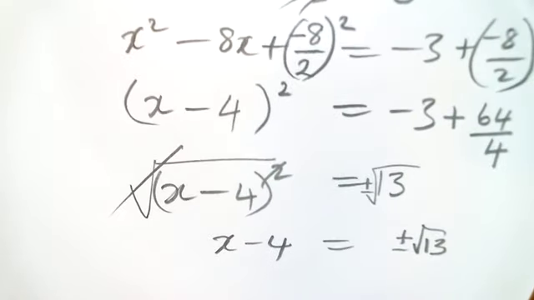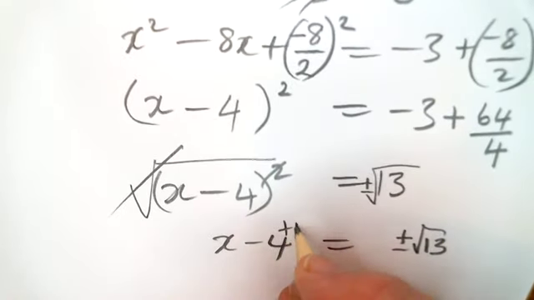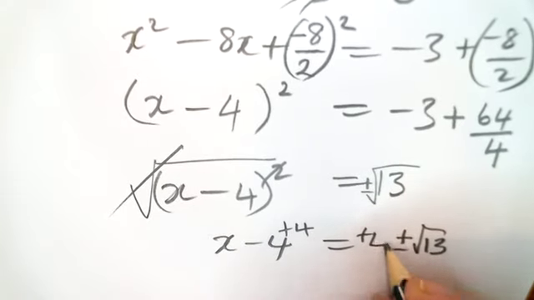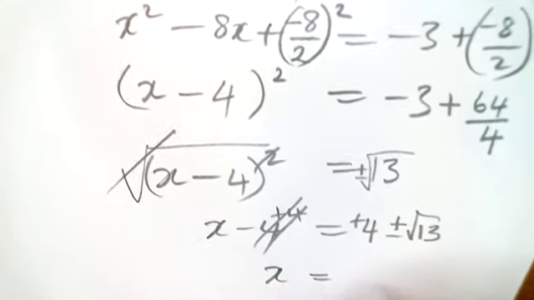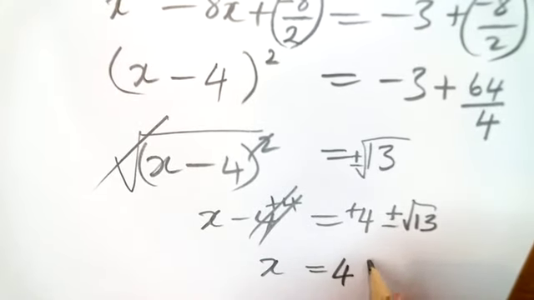Now, I'm going to now take my 4. I'm going to add 4 now to both sides. I'm going to add 4 to both sides. So now I'm going to end up with an x is equal to 4 plus or minus root 13. And now I can go ahead and solve.